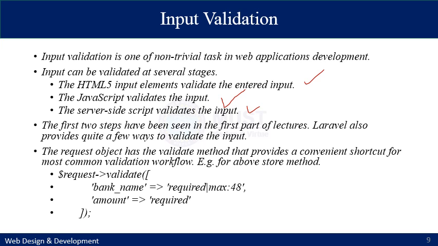For example, if you want to validate a request, you can use the request validate method, and you can set a number of validations in the same call. For example, you can specify that bank name is a required field and has a maximum length of 48, and amount is also required. Whenever you submit a request from the client to the server, the request will validate these two fields, and if the validation fails, the further processing is abandoned, and the user is directed back to fill the required fields.